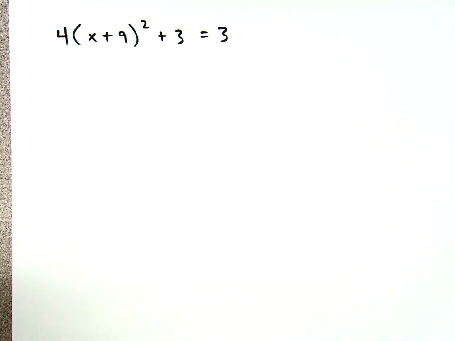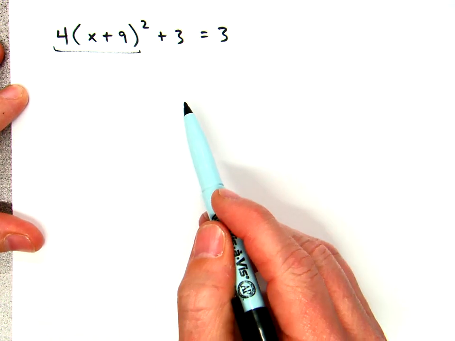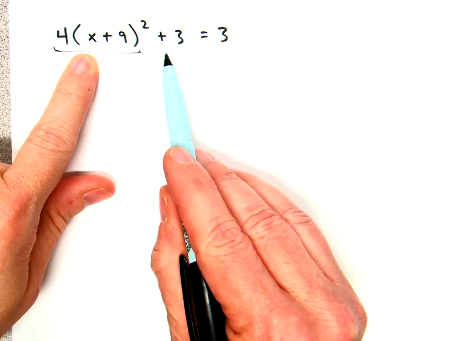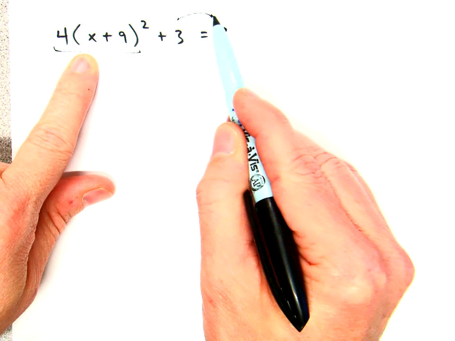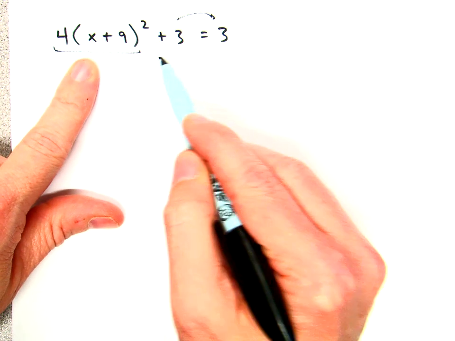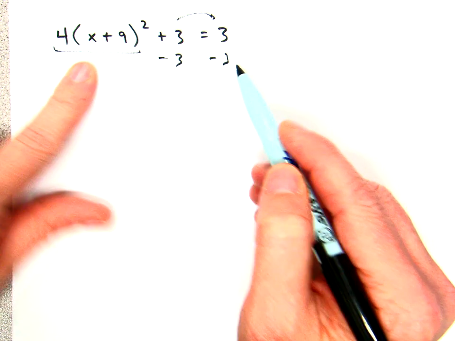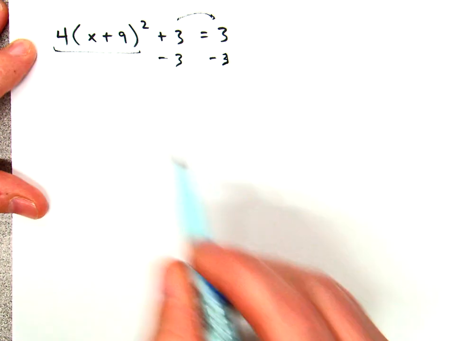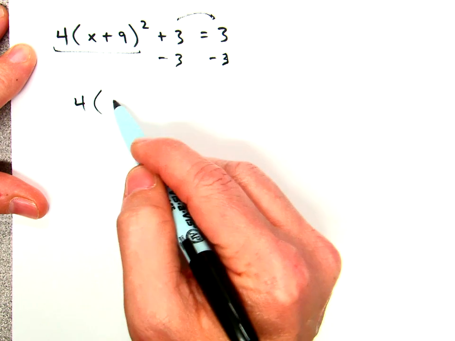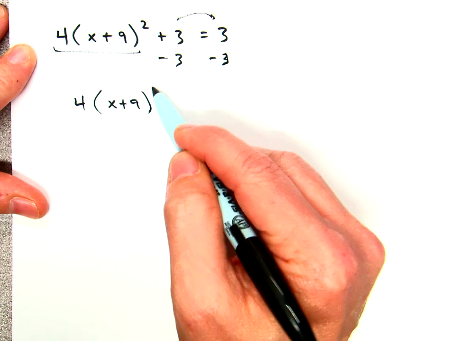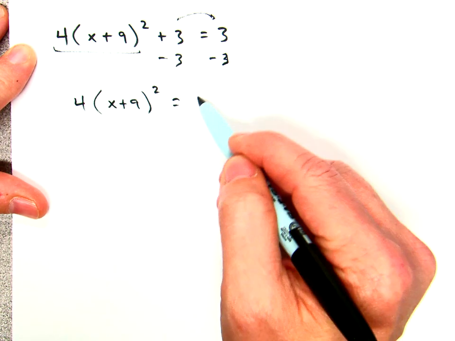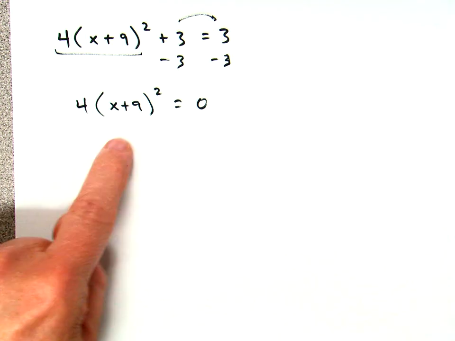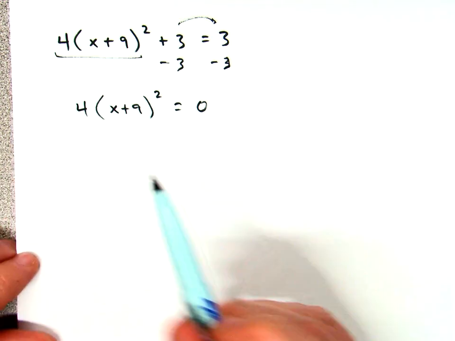So, again, I see 1x. Nothing wrong with that. This is the term with the x. I want him alone. So this 3, he's got to be moved to the other side. Get this term alone. So I can subtract 3 from both sides. Right, that's a 3. So 4x plus 9, still squared. 3 minus 3 is 0. Nothing wrong with that. Our focus is over here, right?